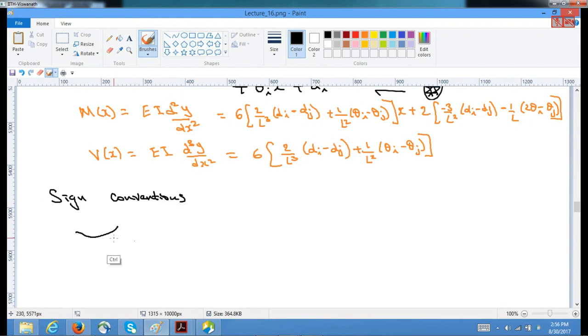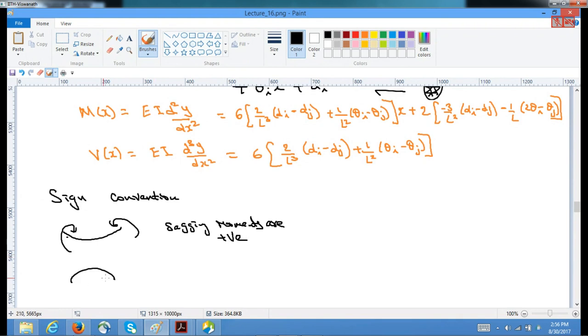So if you have a beam, sagging moments are positive. That means hogging moments are negative. Okay, so that is good.